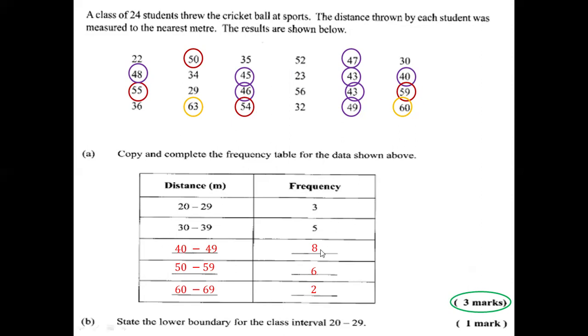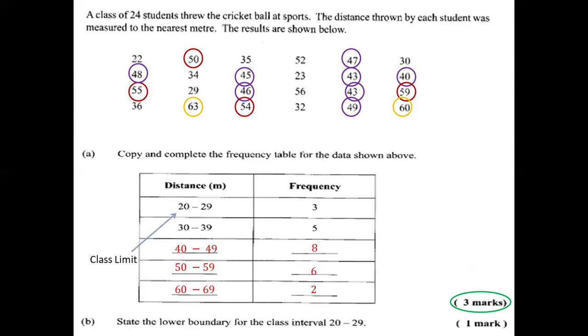As I said, it's good for us to always double check by adding the frequency column to ensure that's the same as the number that they say that's in the survey. 3 plus 5 is 8 plus 8 is 16. 16 plus 6, that's 22 plus 2, that's 24. Okay, so we are on par. All right, now, part B of this question here is state the lower boundary for the class interval 20 to 29. So that is our first class.